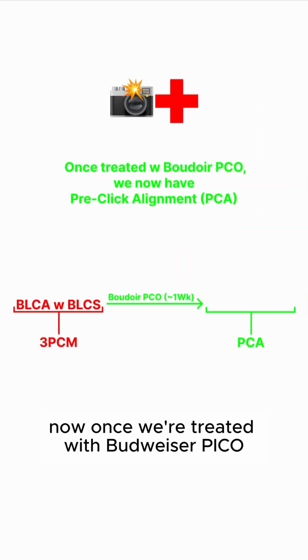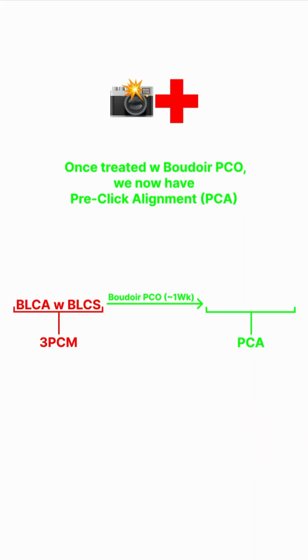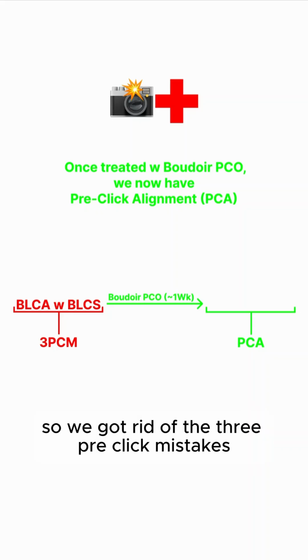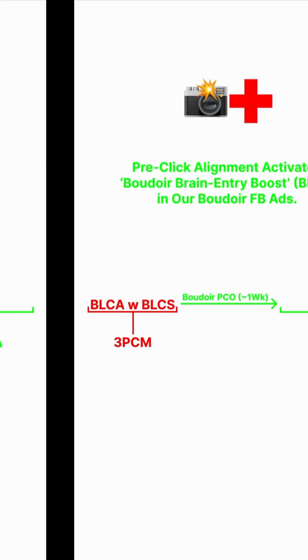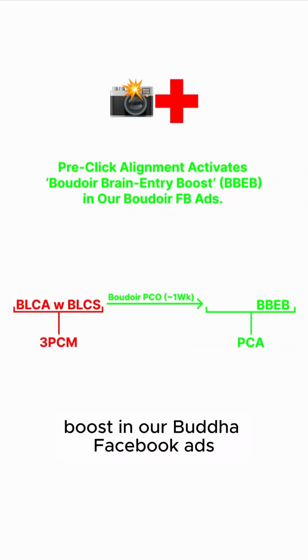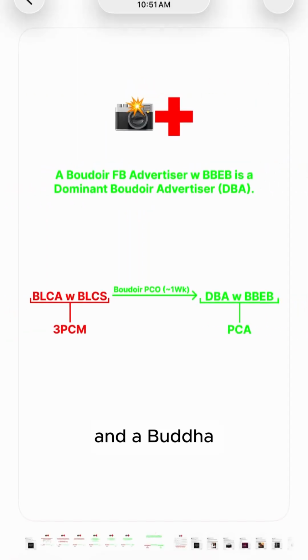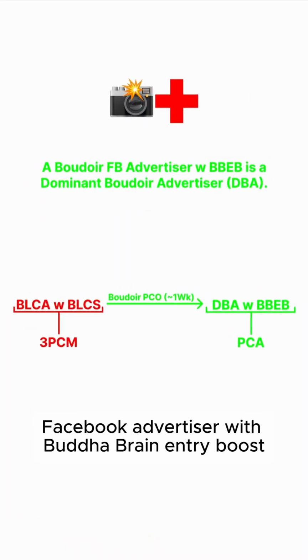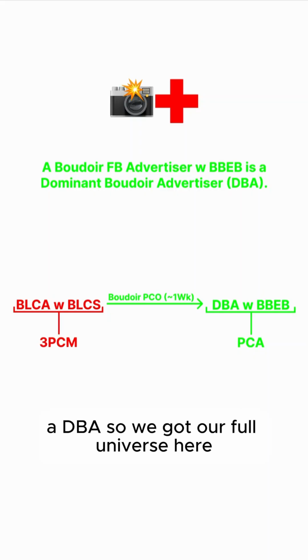Now, once treated with Boudoir Pico, we have pre-click alignment, PCA. So we got rid of the 3 pre-click mistakes. We achieve pre-click alignment, and pre-click alignment activates Boudoir brain entry boost in our Boudoir Facebook ads. Basically, we got our unique CTR above 6%. And a Boudoir Facebook advertiser with Boudoir brain entry boost is a dominant Boudoir advertiser, a DBA.